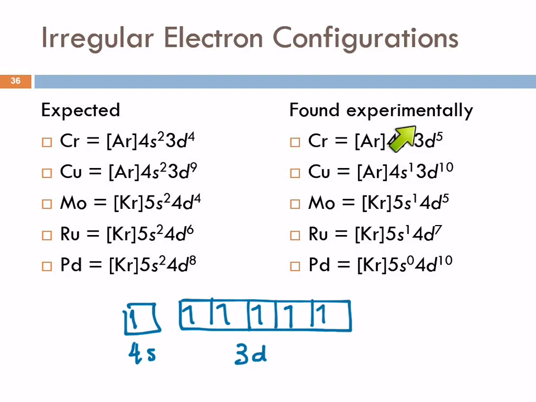So there's an extra stabilization when these levels are half full. And so a lot of these come to that. So for copper, 4s2, 3d9 is expected. It's more stable if the 4s is half full and the 3d10 is completely full.